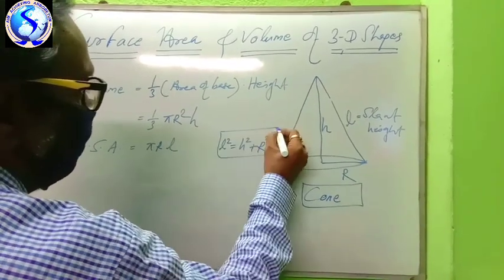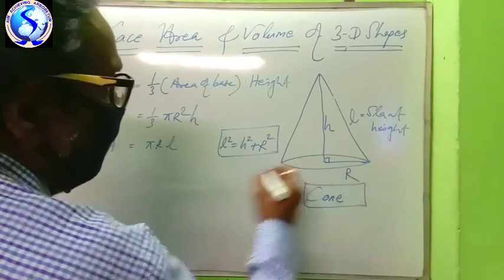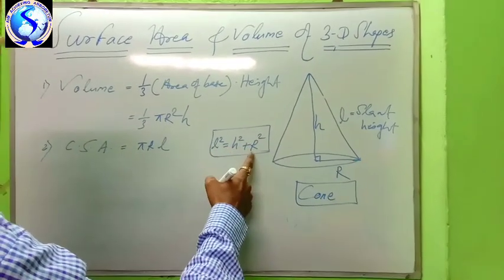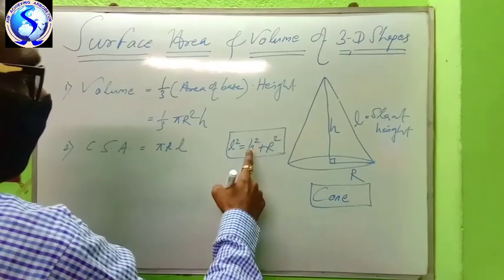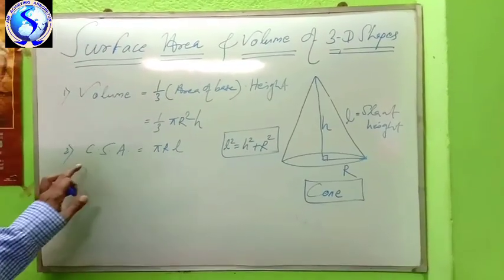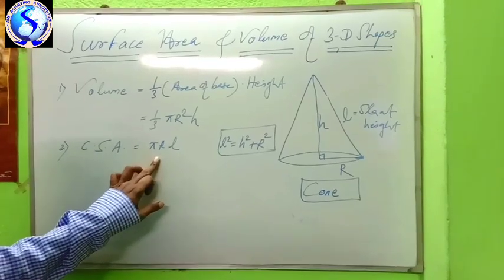This is using Pythagoras. So this is a right angle triangle. This is the relation among L, h, r. This is the height. H square plus r square will give you L square. Then square root will give the slant height. Curved surface area formula is pi r l.